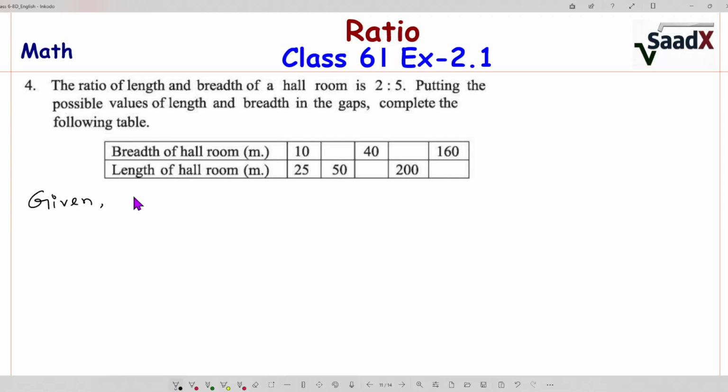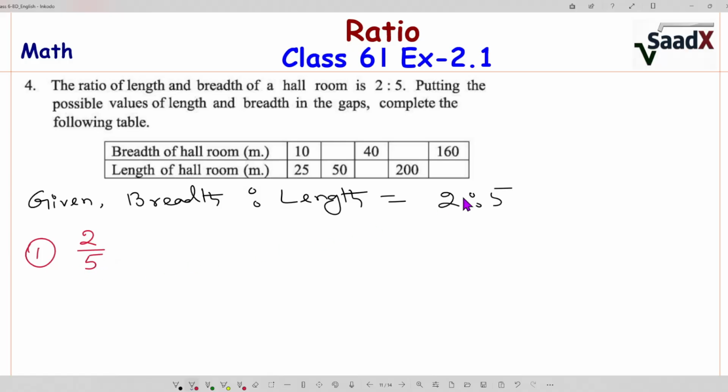Given: breadth and length, or we can say breadth is to length equals 2:5. So we have to fill up the blanks. First, for number 1, 2/5. Please note that the first column is already filled up.